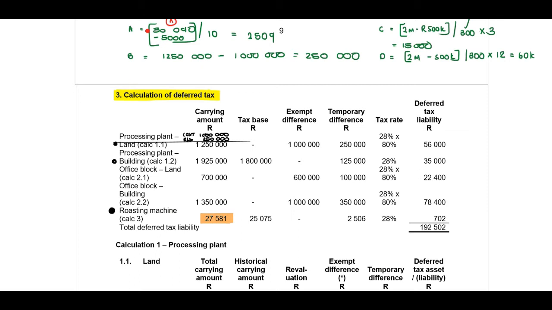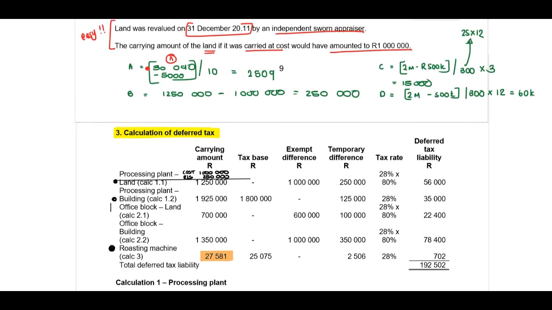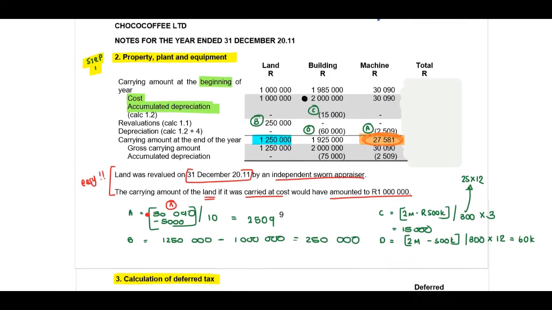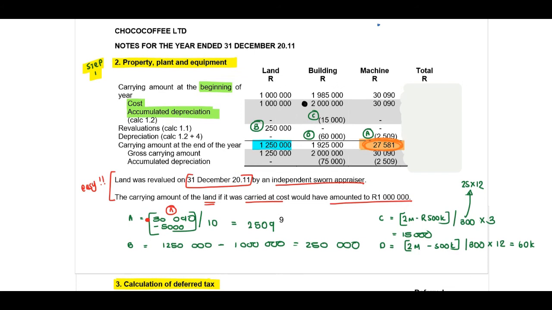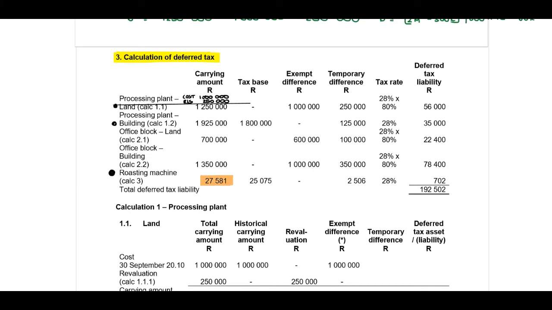carrying amount, we've already calculated this in part 2. You look at our building, part 2, 1925000. Yes, pretty straightforward. 1925000. I prefer to just indicate to my marker that this is from my Part 2, PPE note.